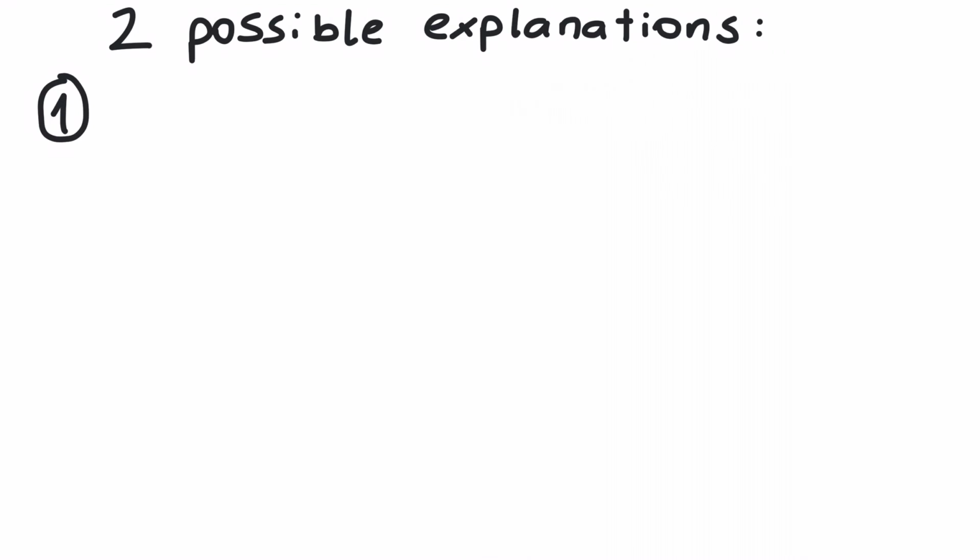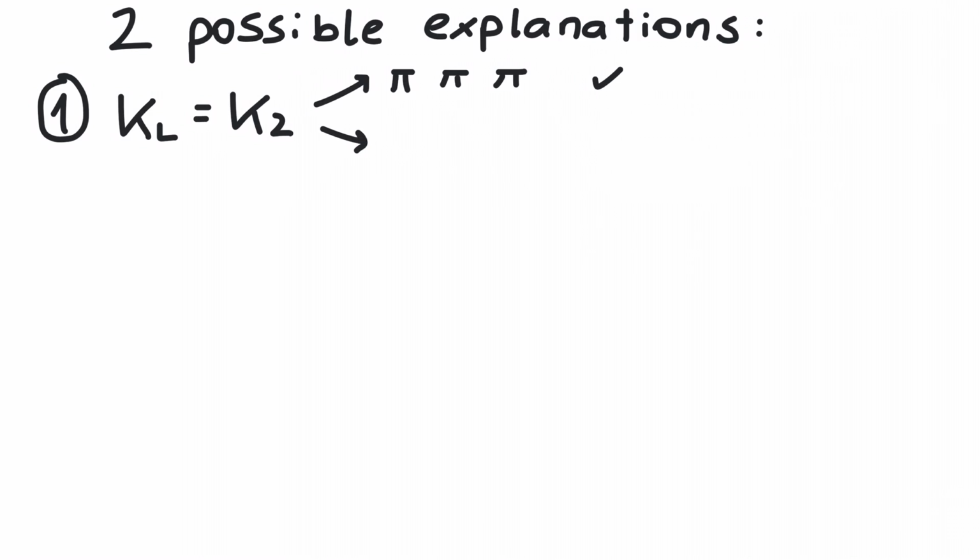First, we could just accept the fact that a K-long, that is a K2, can decay weakly not only into 3, but also into 2 pions. This would violate CP symmetry in weak interactions, and we call this the direct CP violation, because K2 clearly has a CP eigenvalue of -1, and 2 pions certainly have a CP eigenvalue of +1.